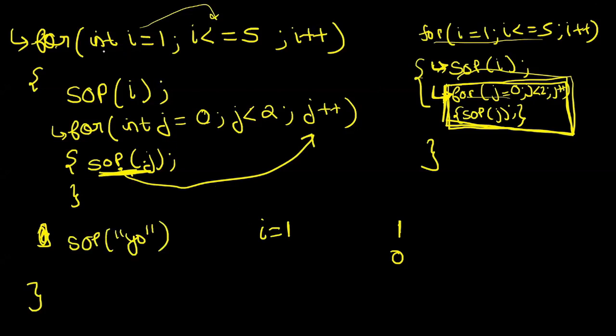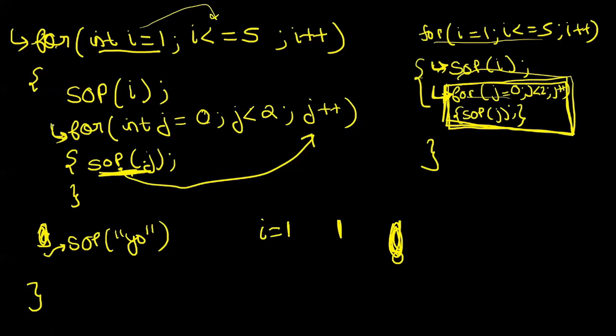Let's try to trace again from the start. First of all, the value of I is 1. 1 is less than equal to 5, so you enter the loop and you print the value of I, that is 1. Now I come to this line. This line is another loop, so this loop will start running. Look guys, I will reach the line SOP yo only after I come outside of this for loop. Once this for loop has been executed completely, then only I will come to this line SOP yo.